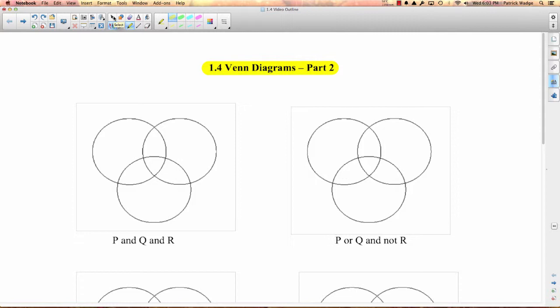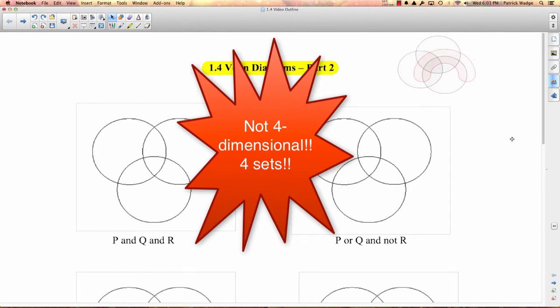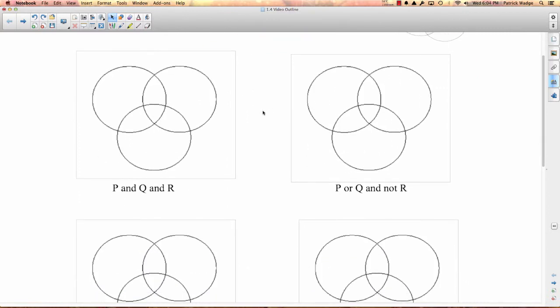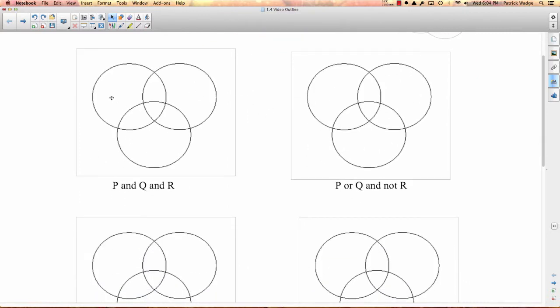You can make them 3-dimensional and look at spheres overlapping, or for example, here's a 4-dimensional Venn diagram. You've got the 3 overlapping circles, and then you have this shape here. What's this, a torus or something? Half torus maybe? Anyway, you can see it's pretty complicated, and this actually has 16 overlapping areas. We're not going to do those. We're going to stick to these. We'll either have 2 circles or 3 circles overlapping.